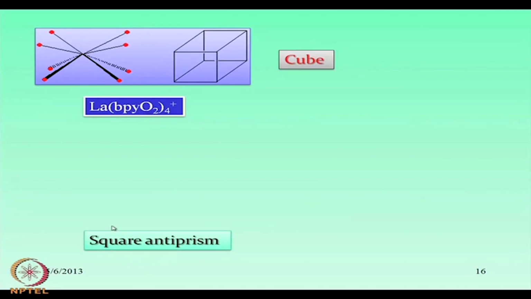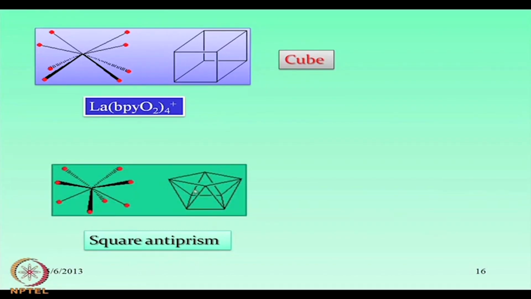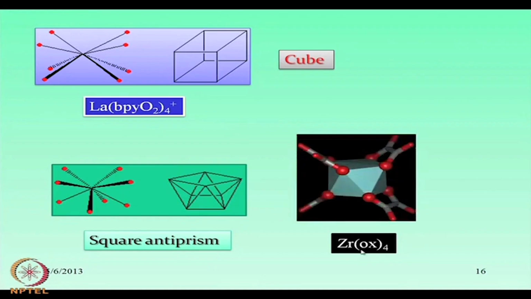Similarly, the square antiprism geometry can be obtained nicely, in the form we have seen just now, in the case of Zr(ox)4, zirconium tetrakis oxalato. So we have the corresponding geometry of this, which is square antiprism, and 4 such oxalato ligands. So this is the first oxalate ligand, this is the second one, this is the third one, and this is the 4th one.